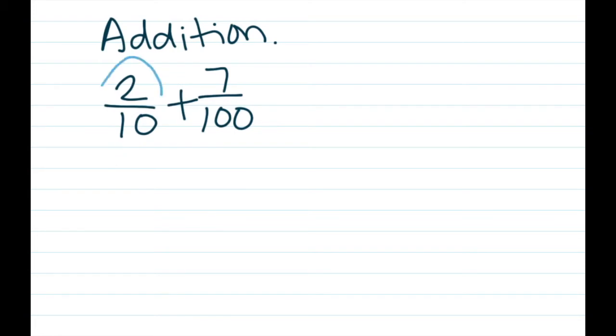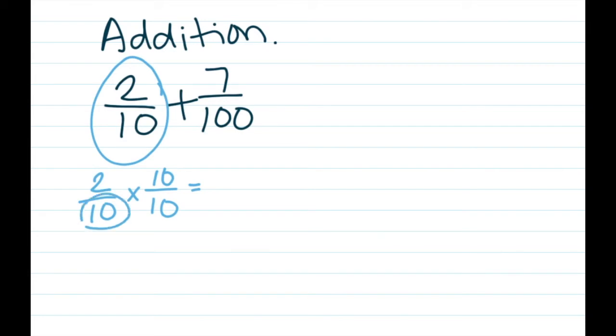So we're going to make this fraction have a denominator of 100. How can I do that? To make this fraction have a denominator of 100, I'm going to take the fraction and multiply it by 10 tenths. Why am I multiplying this fraction by 10 tenths? Well, if I multiply 10, which is my denominator, times 10, I'm going to have a denominator of 100.